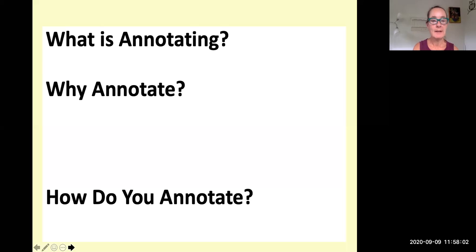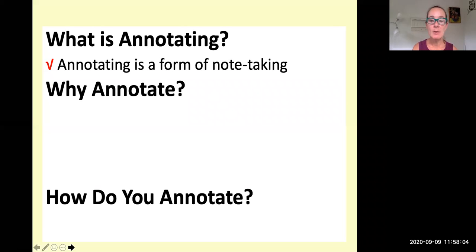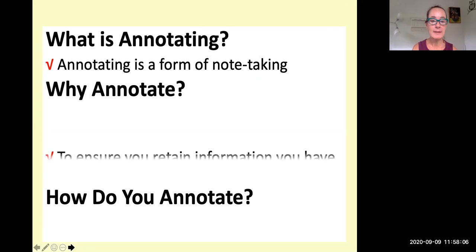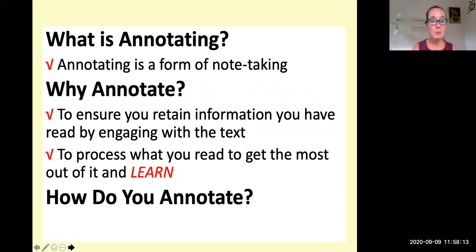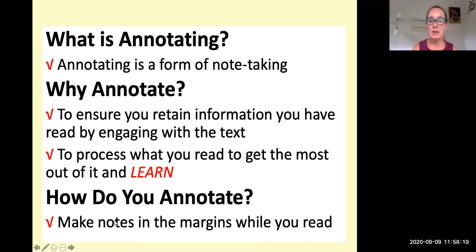What is annotating? Annotating is a form of note-taking. Why annotate? To ensure you retain information you have read by engaging with the text, and to process what you read to get the most out of it and learn. How do you annotate? Make notes in the margins while you read.